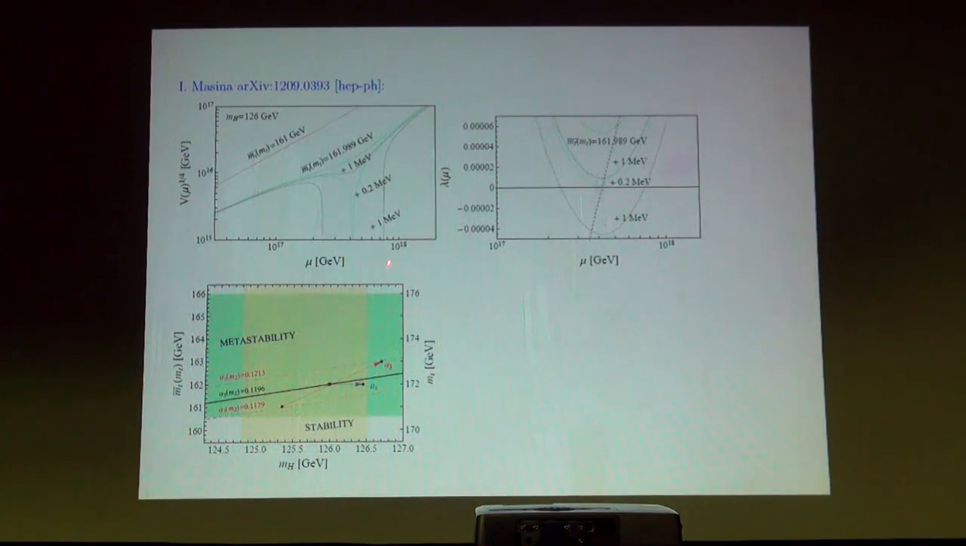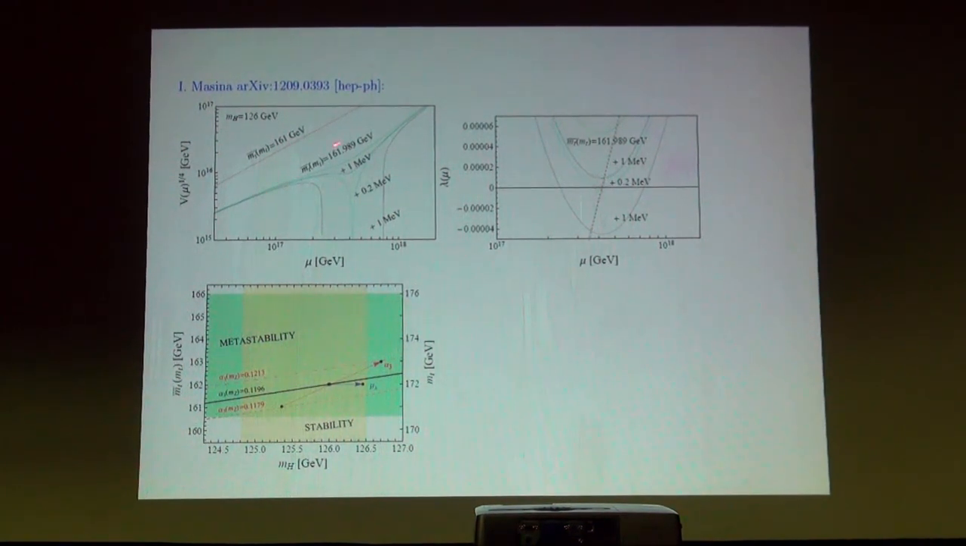Now, to illustrate the sensitivity of the effect, here are some plots taken from the paper by Isabella Masina, but there is a number of papers on the subject which came out lately. This is a plot for the potential, its dependence on the field itself, in the range 10 to the 17th, 10 to the 18th GeV, that's one or two orders of magnitude below the Planck scale. Since the running is logarithmic, it takes a while for lambda to run negative. But at a fixed mass of the Higgs, 126 GeV, the situation crucially depends on the mass of the top quark.